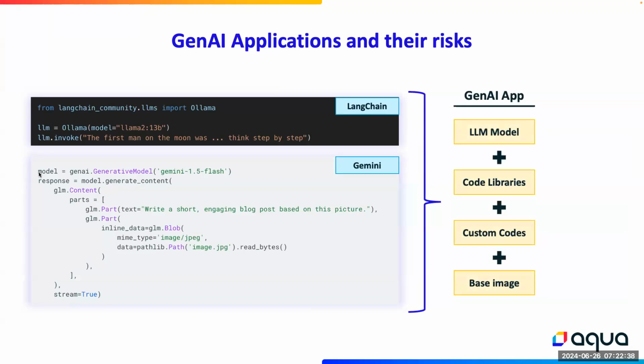It includes an LLM model. It includes your code libraries, as well as some custom code you might have written yourself. So over here, we're using LangChain. That's the framework that we're using to actually utilize Gemini, the actual large language model.